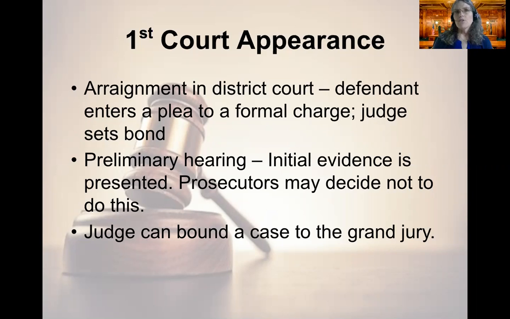After the arraignment, usually within a week or so, then we have the preliminary hearing. And at the preliminary hearing, this is where we get to see some things unfold a little bit. This is where initial evidence will be presented. Prosecutors may not want to do this. Sometimes they do, sometimes they don't.